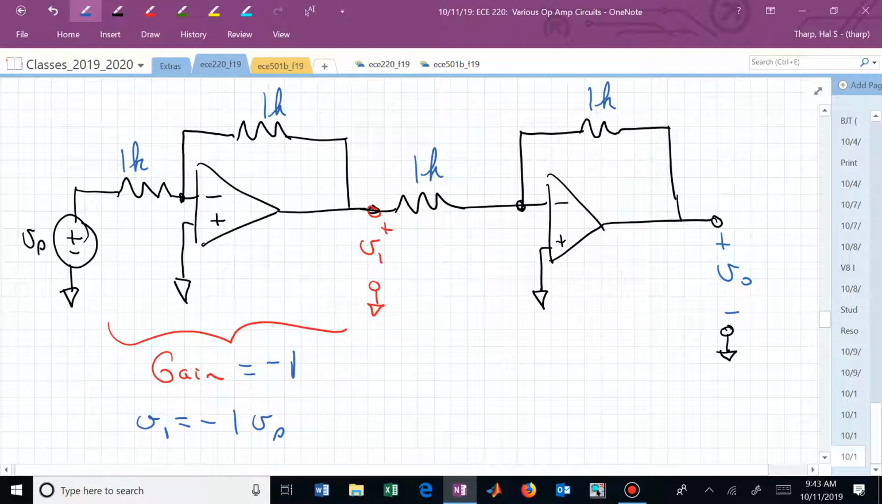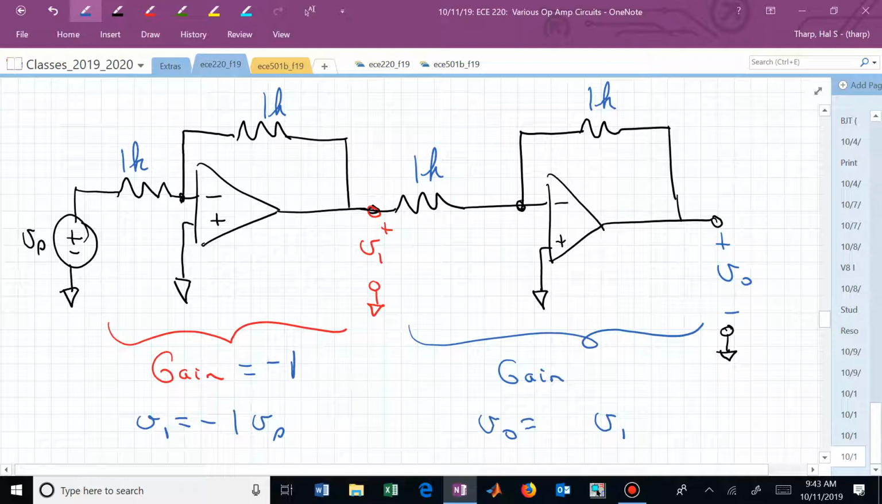What about this sub-circuit? What's the gain there? Now we're looking for V sub 0 in terms of V sub 1. That's an exact duplication of the left sub-circuit. That looks exactly the same. This gain is minus 1. Here's a minus 1 V1.